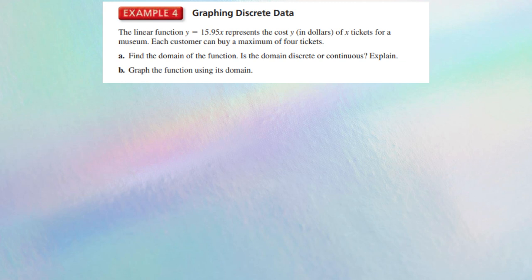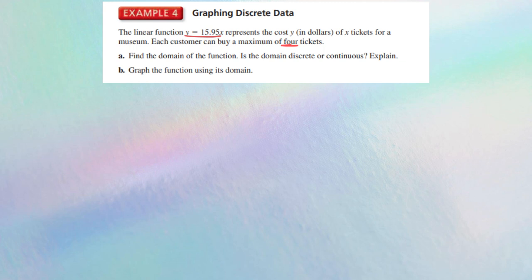The linear function is y equals 15.95x. It represents a cost, which is y in dollars, of x tickets for a museum. Each customer can buy a maximum of what? 4 tickets. So 4 is important. What else is important? The equation, right? y equals 15.95x. So what is the first thing they're asking us in A? Find the domain of the function.